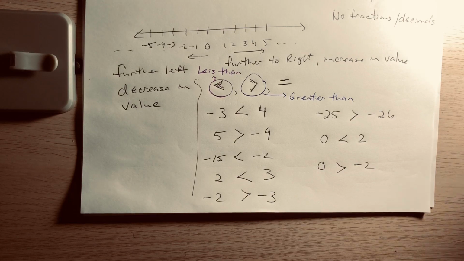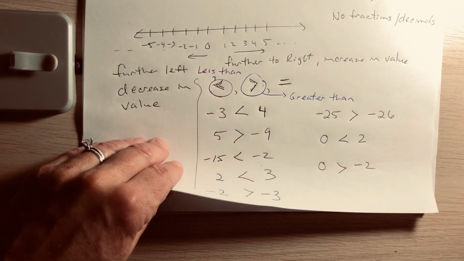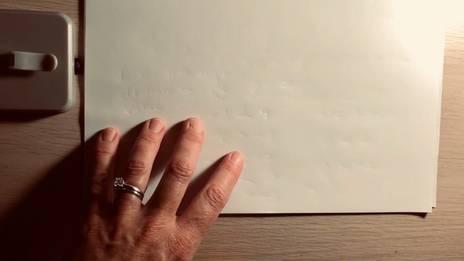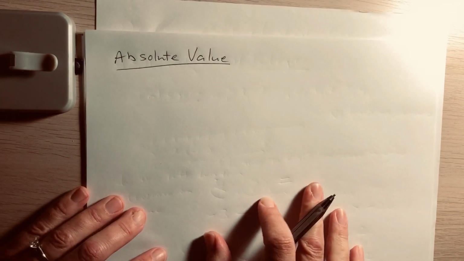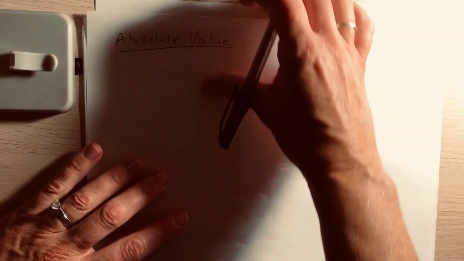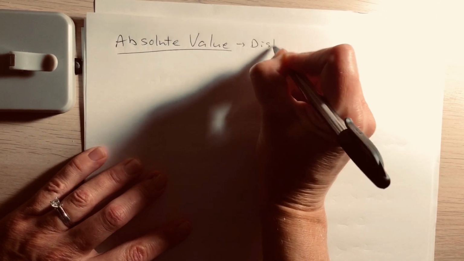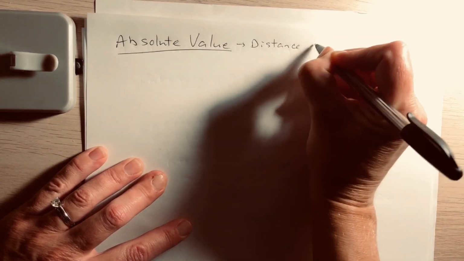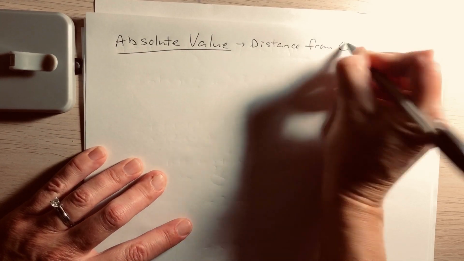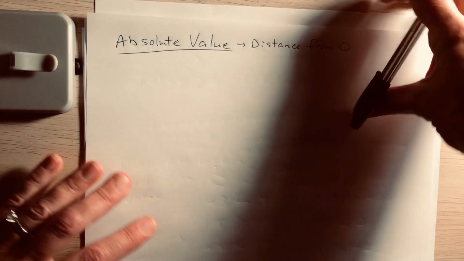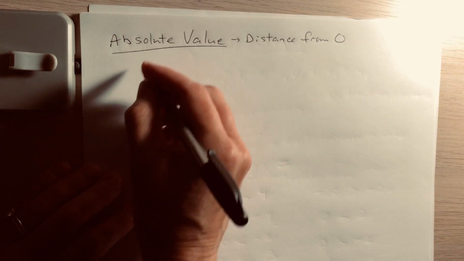Another concept we need to know in order to prepare to add, subtract, multiply, and divide signed integers is absolute value. So a little review of what absolute value means, its definition, and then how we notate absolute value. So first of all, absolute value is a number's distance from 0. And it's notated with absolute value bars, so these straight bars.